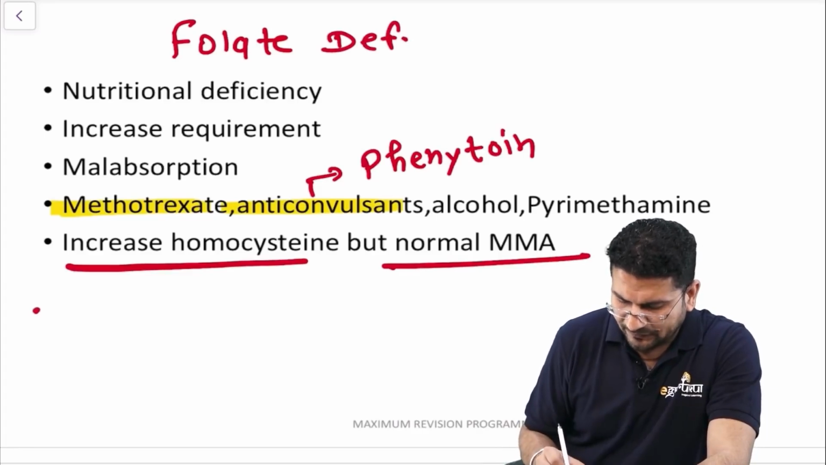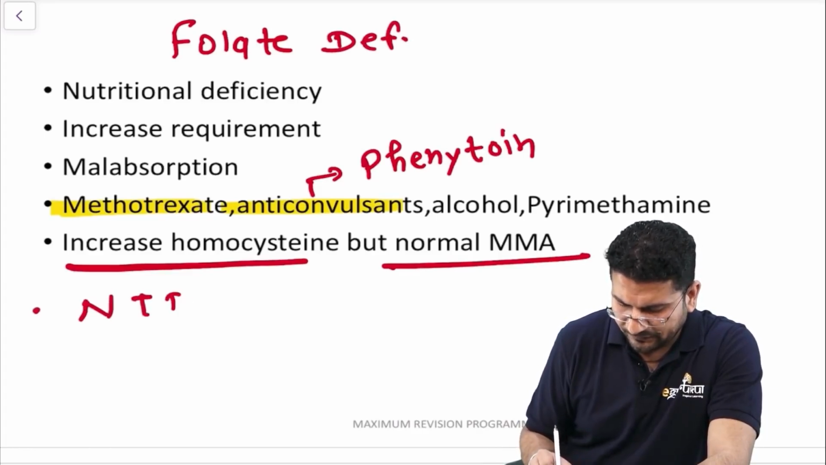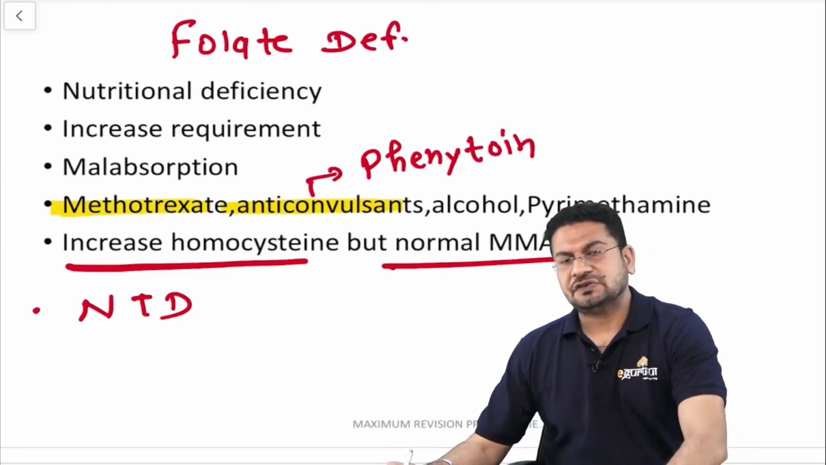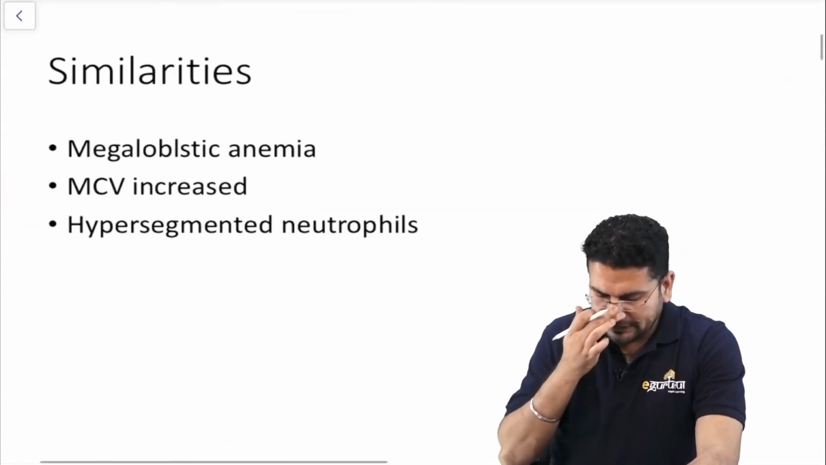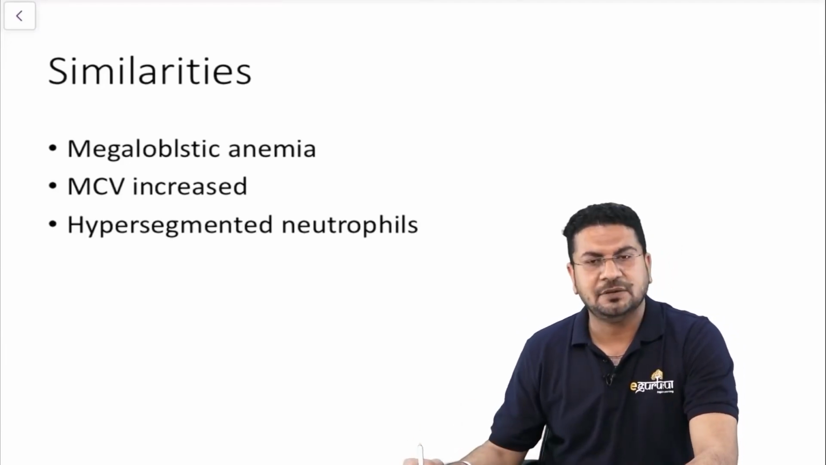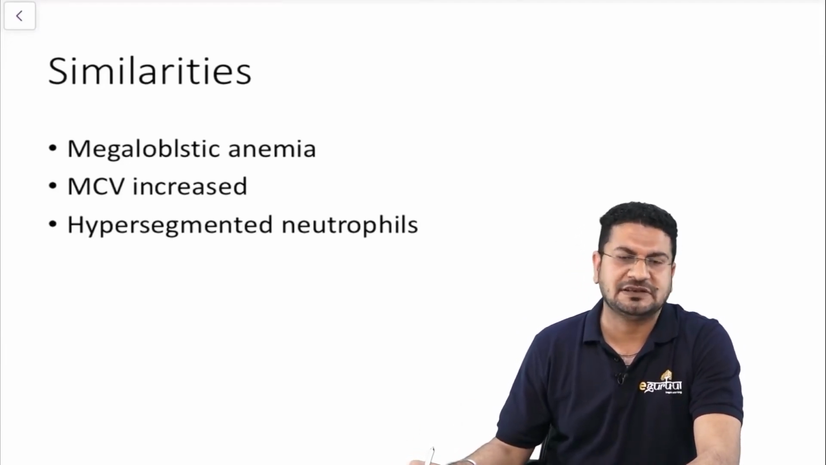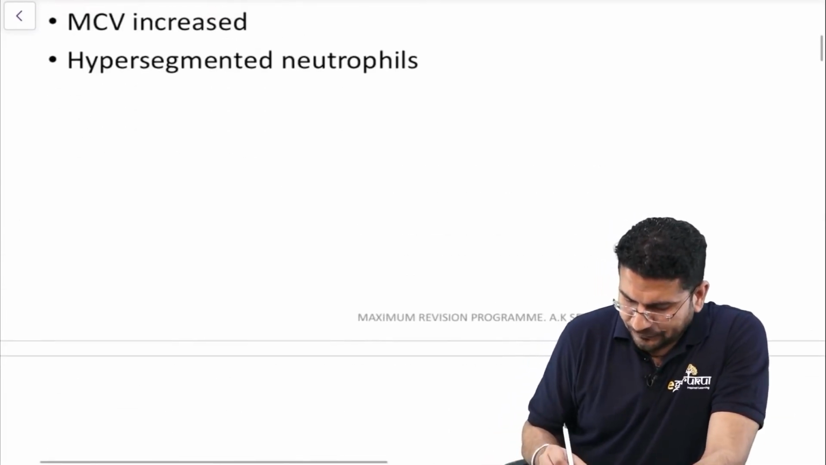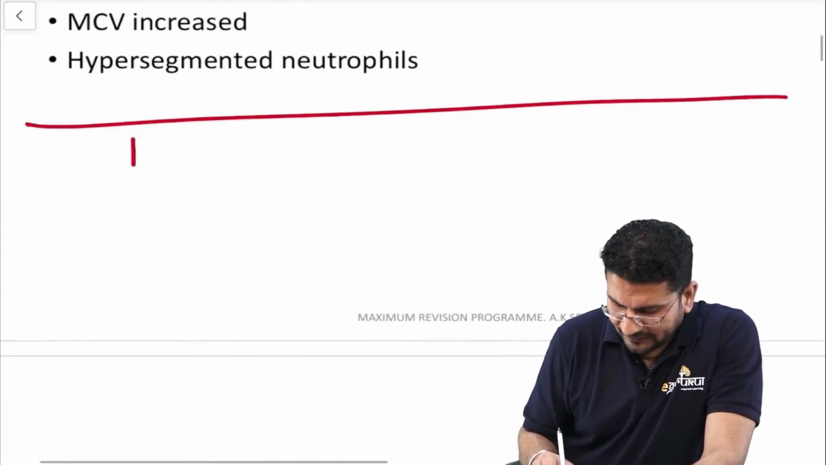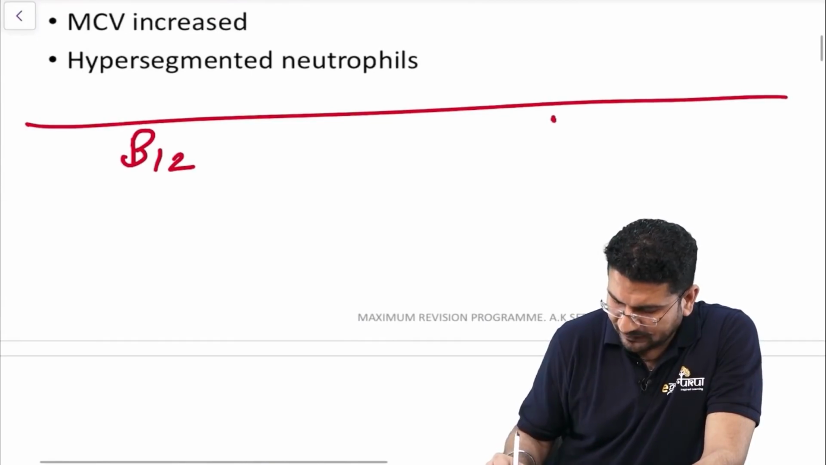And remember, folate deficiency can cause neural tube defect in the upcoming baby. So similarities: both will have megaloblastic anemia, both will have increased MCV, both will have hypersegmented neutrophils. If I say the difference, you should remember two differences. If I mark here two differences, first is B12 and B9.